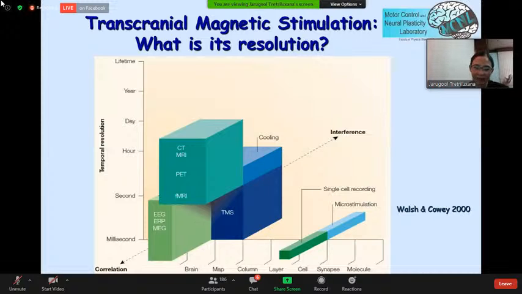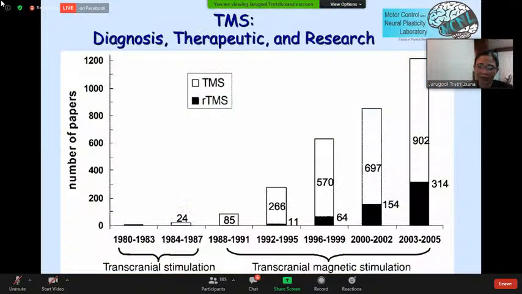So if someone asks you, you will say TMS has a better temporal resolution than functional MRI. Okay, so at this moment, I hope everyone is on the same page. All right, so let me make a summary here. TMS can measure at a cell column of the neurons, and it can evoke the response or the movement within milliseconds.